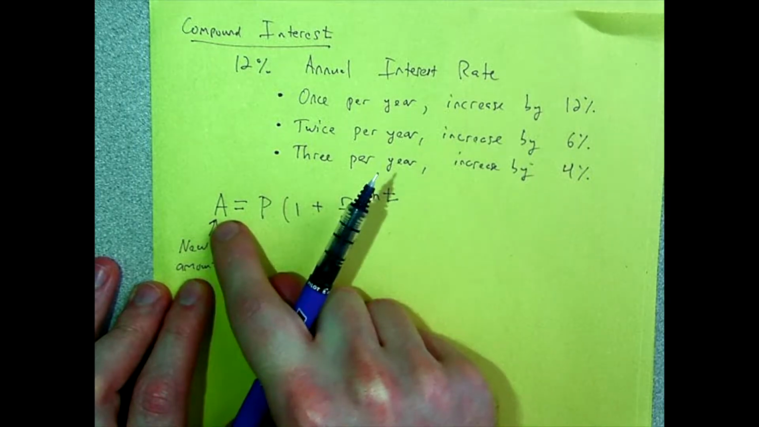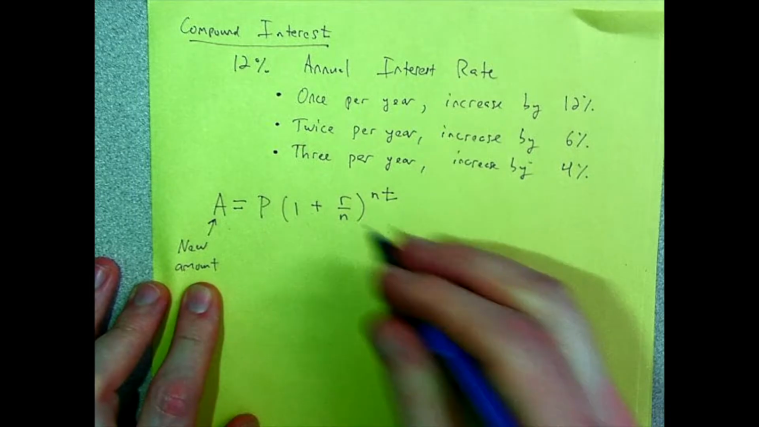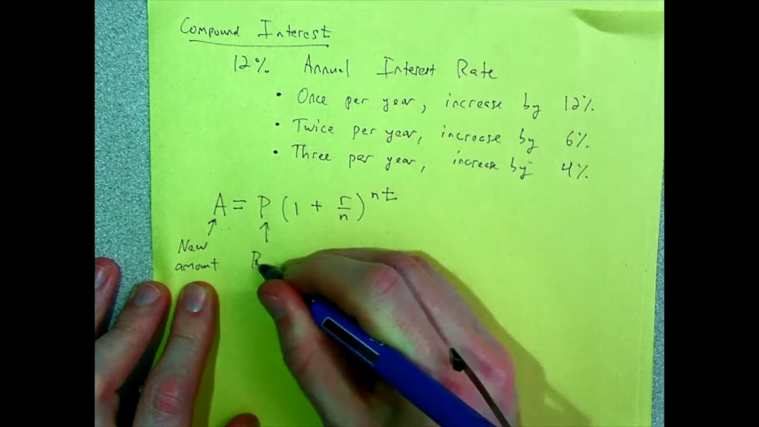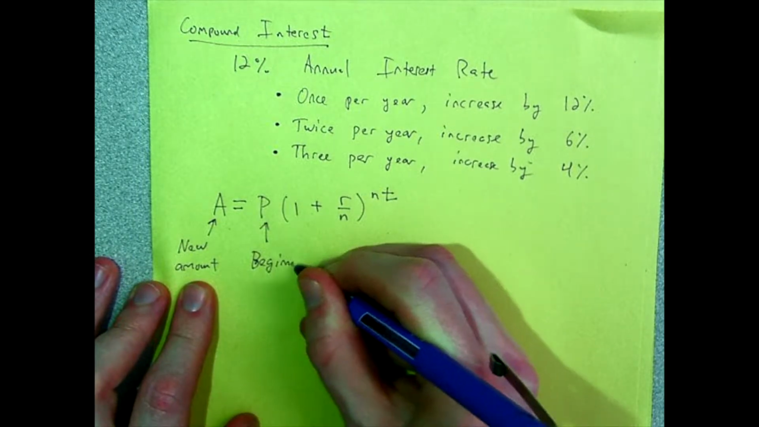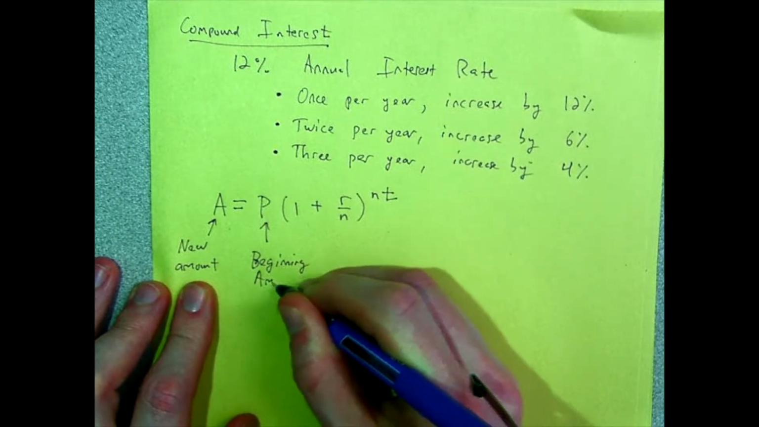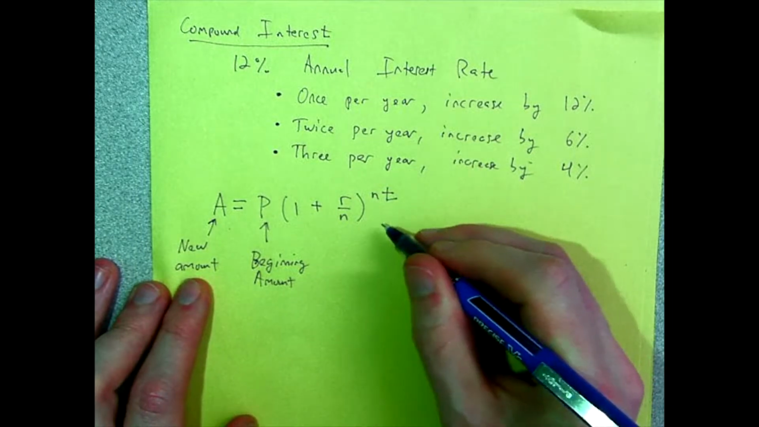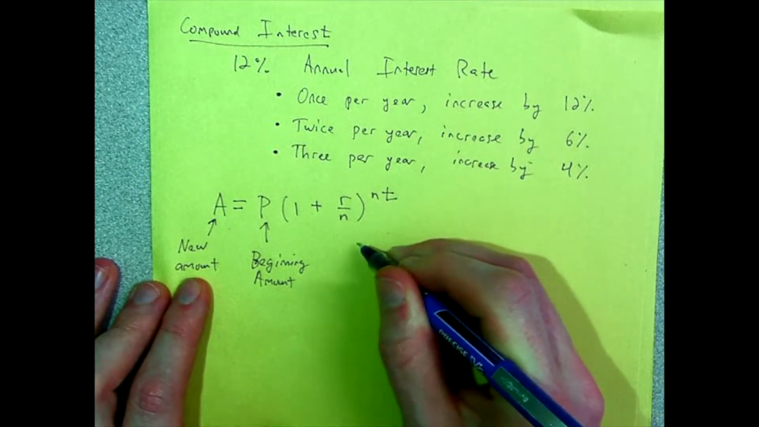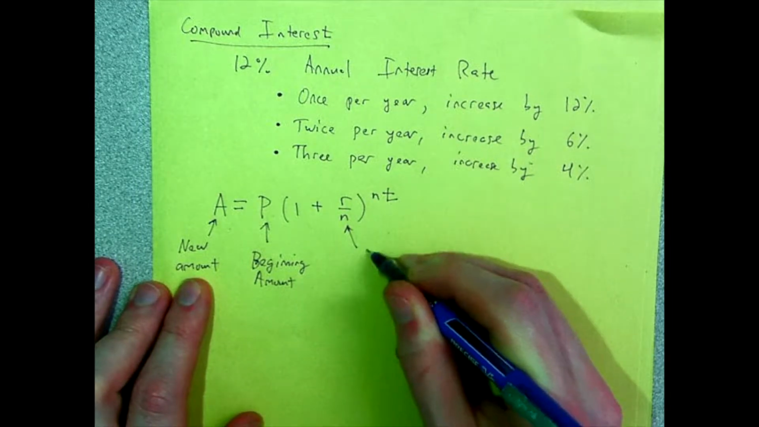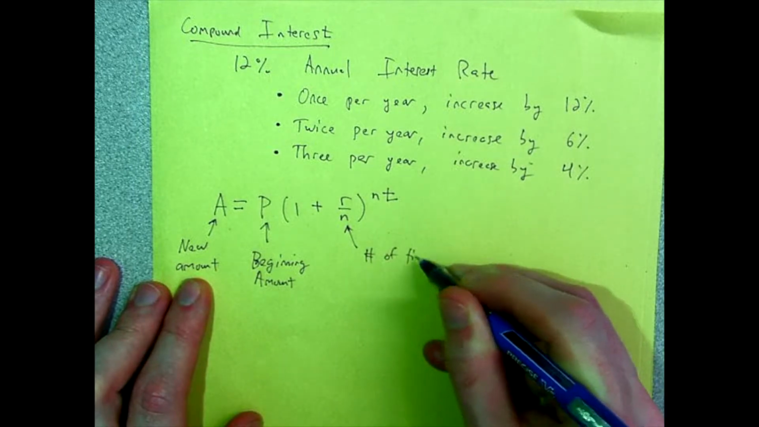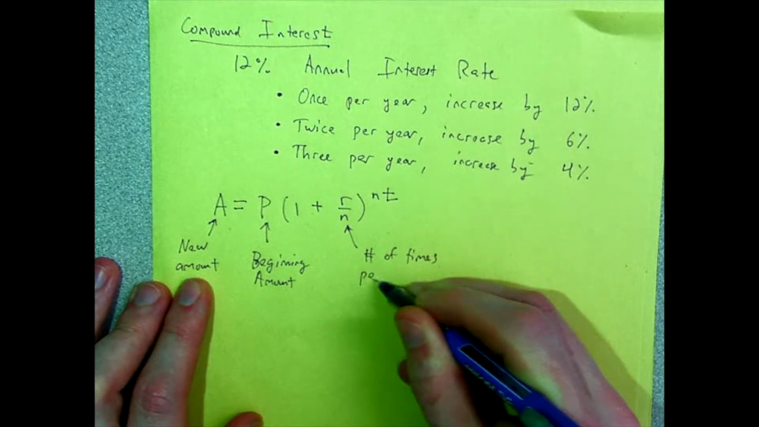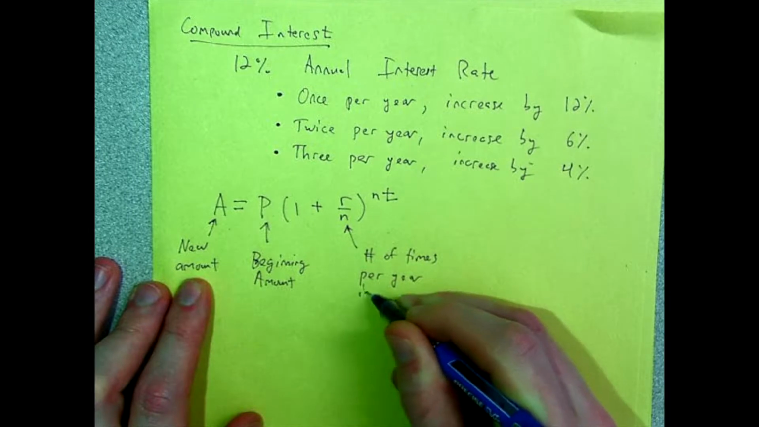P is the beginning amount. It's the amount of money that you put in the bank at the very beginning. The reason why it's a P is it stands for principal, which just means beginning amount. All right, so what else do we have? We have N. N is the number of times per year that interest is compounded.